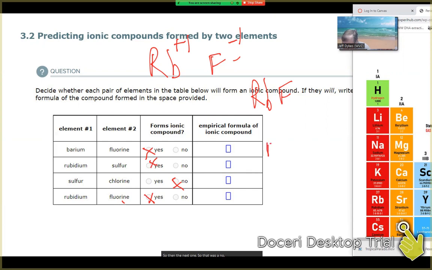So this one was yes, yes, no, yes. So then we had barium fluoride and rubidium sulfide, and then sulfur chloride was not an ionic compound. And then rubidium fluoride would be RbF. Okay, and that's kind of the theory behind how to solve these problems. So let us know if you have any questions. All right, thanks.